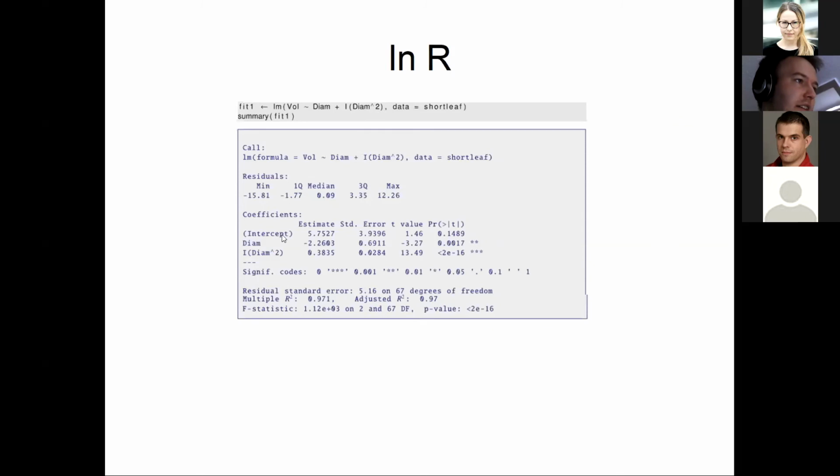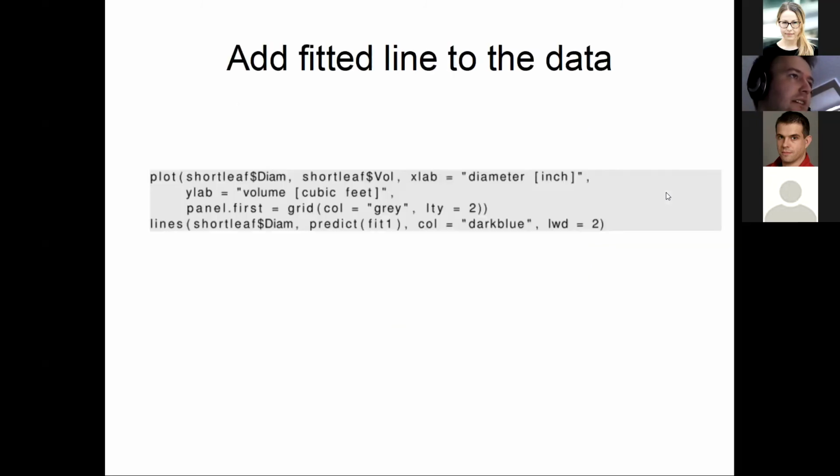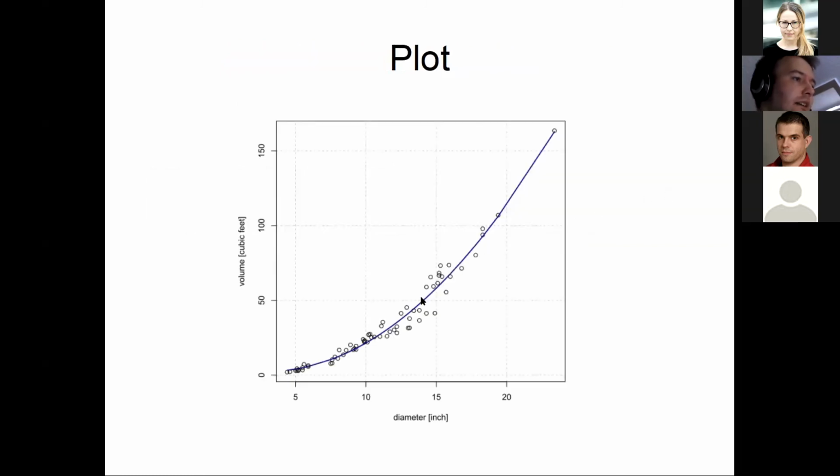And then we can see here, okay, the intercept was estimated, the diameter in the linear term was estimated, and the diameter in the squared term was estimated. We see that it's statistically significant, and we already have a nice adjusted R squared of 0.97. So let's look at the data with a fitted line to the data. And now here you can see that it looks kind of nice. So yeah, the data is kind of well approximated with this quadratic fit.